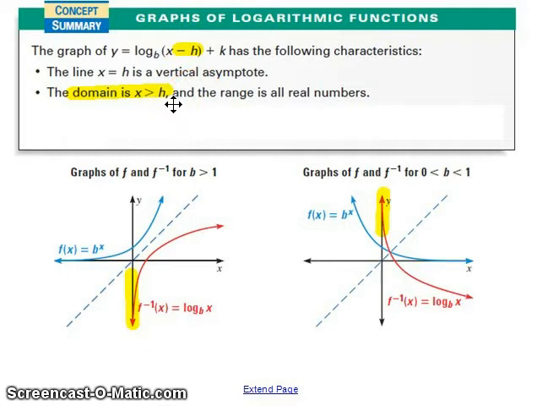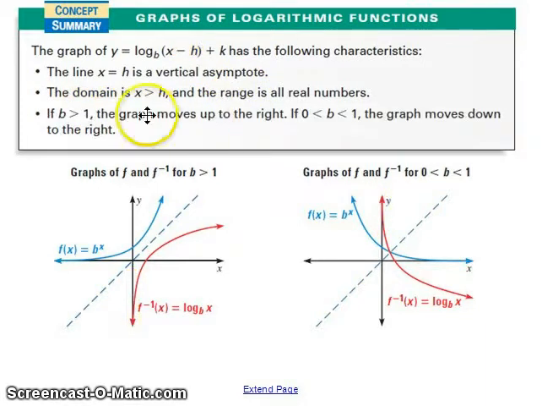So it's really easy, actually, to find the domain and range of the logarithmic function. The domain is always x is greater than this h value, which is inside the parens. Remember, it changes its sign. And the range is always all real numbers. You can end up with any y value coming out of a log, positive or negative.